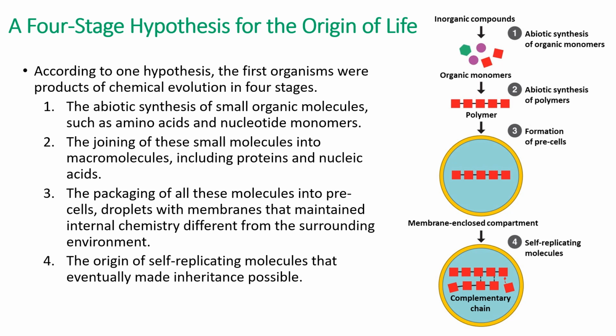And the last is the origin of a self-replicating molecule. So this is going to be extremely important. We can have a cell, but if we don't have the ability to have self-replication, then we can't have this genetic inheritance that we see today. And so we have to see if that would be even possible. Now, all of these are speculative, but all of them have been tested in the laboratory.